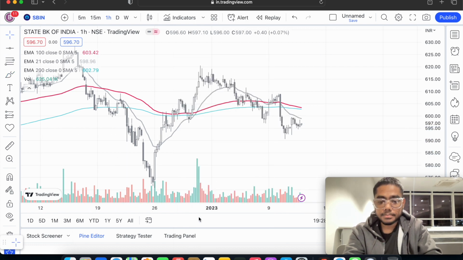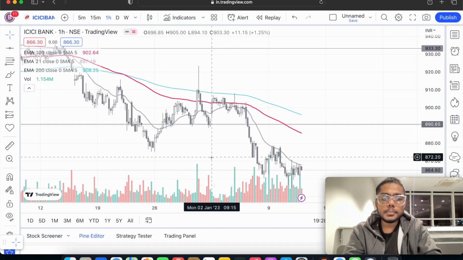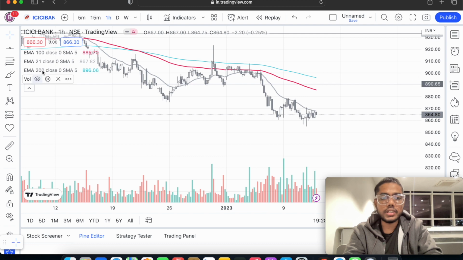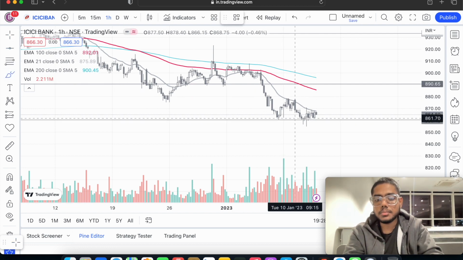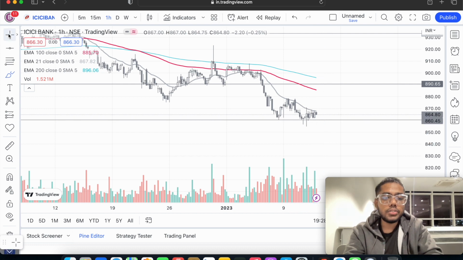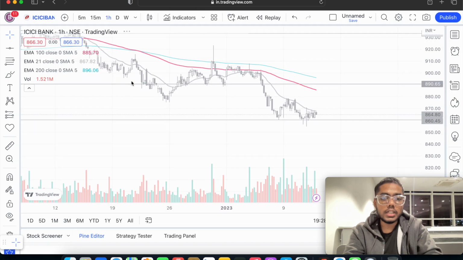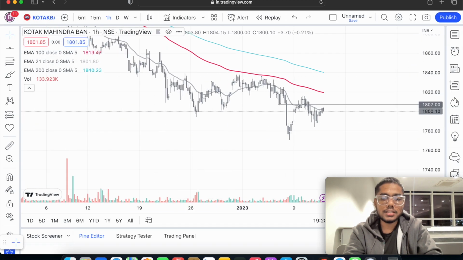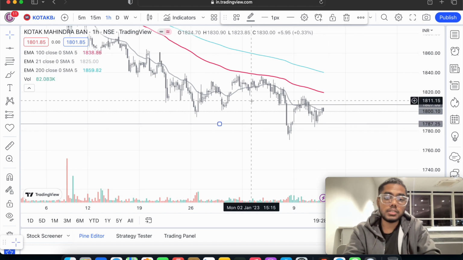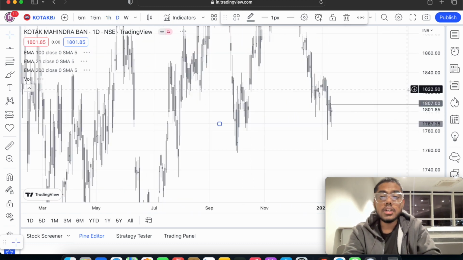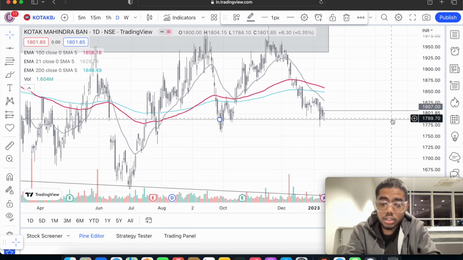Okay, so if we look at ICICI Bank, right, here also the structure is very weak, to be honest. If this low gets breached, then obviously price is heading down. If we look at Kotak Bank as well, Kotak Bank has also been pretty weak, right? You can see here this is a downtrend, and again below this low there is a possibility of a fall. So yes, all these banks are actually having a short-term downtrend, right?